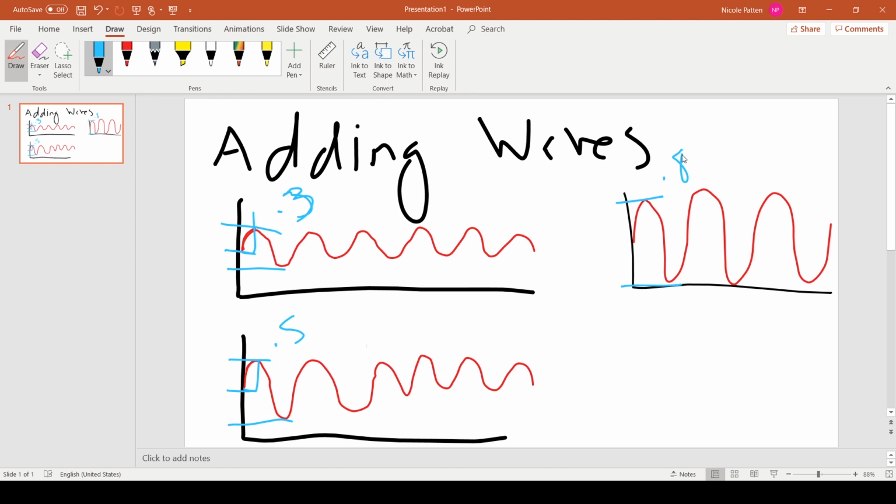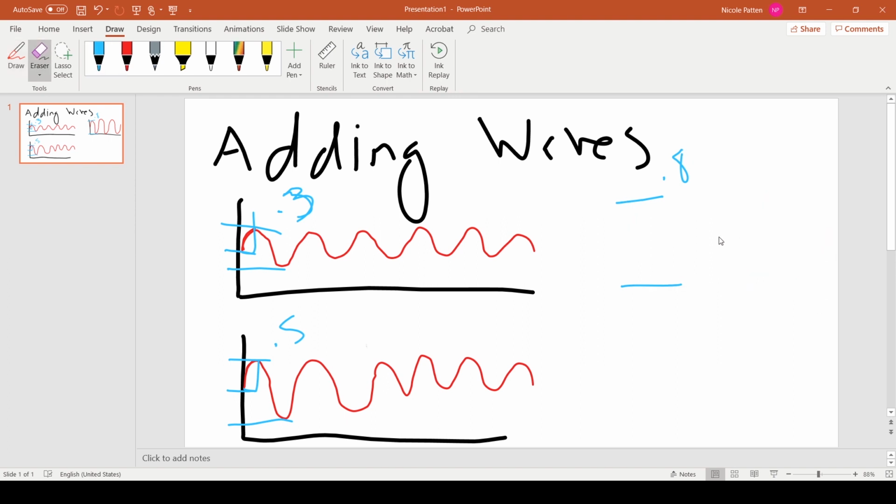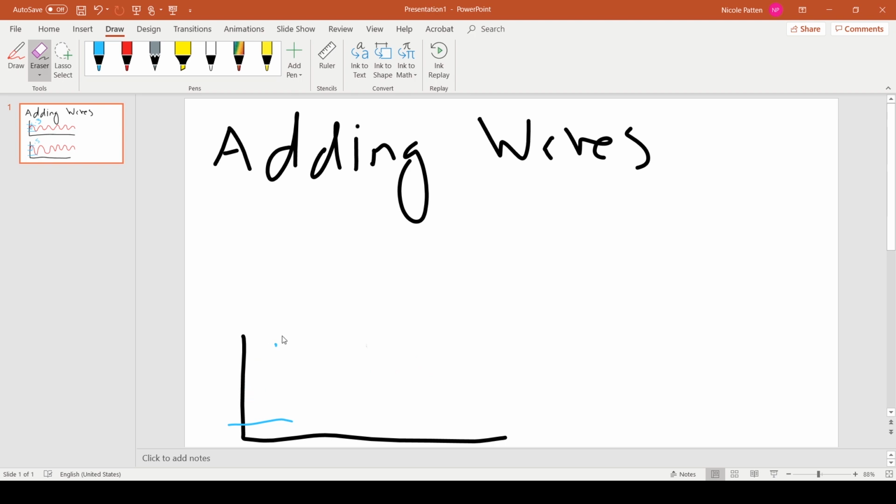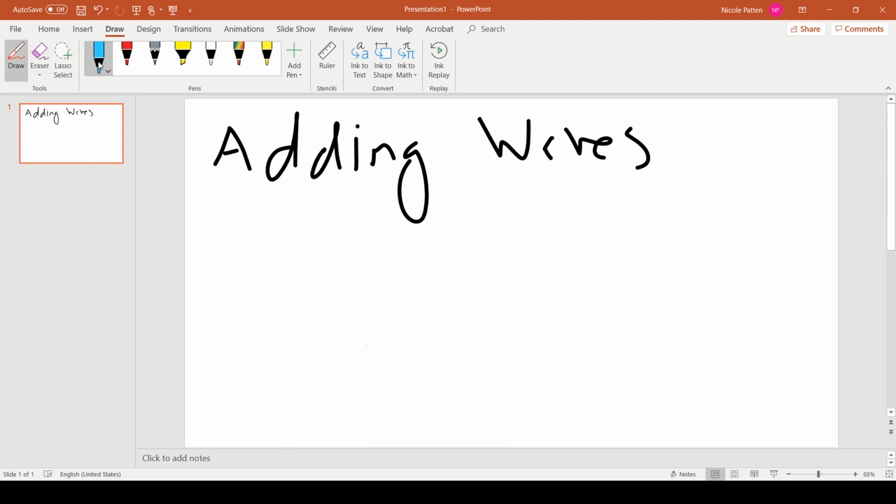One of the reasons why, let me erase all this again. If you remember from the lecture before, if you have two waves that are opposite, they'll cancel each other out. That's because they almost literally just cancel each other out. So you have a wave here, amplitude 0.5.